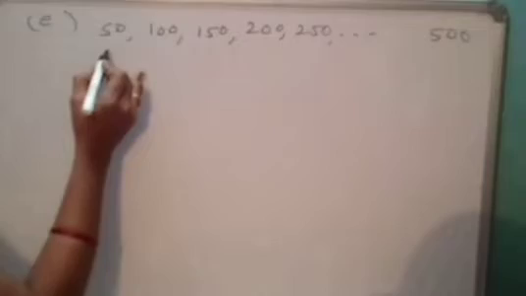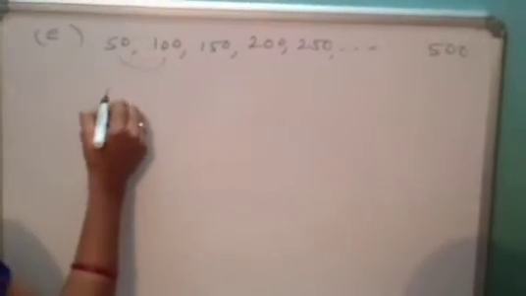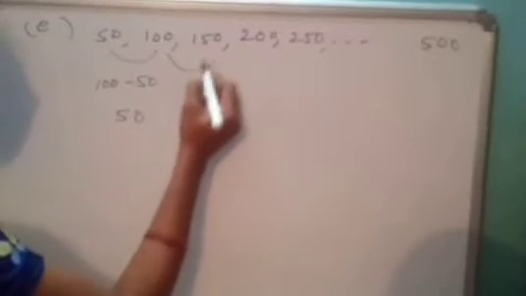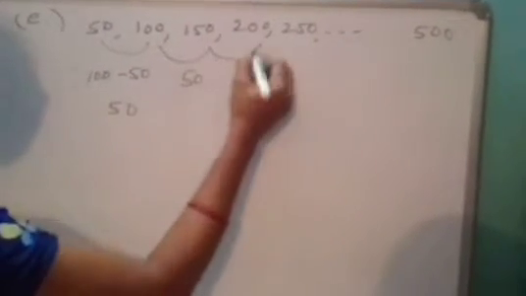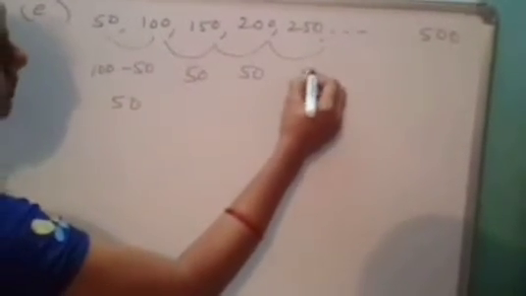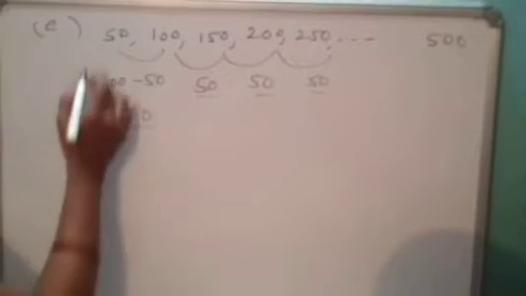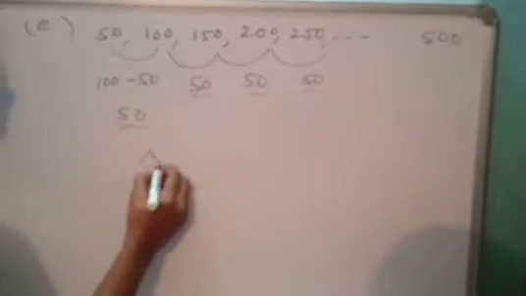The difference between these two consecutive terms is 100 minus 50, that is 50. The difference between these two terms is also 50, and the same for the others. The difference between all consecutive terms is equal. So this sequence, or this progression, is also an AP, arithmetic progression.